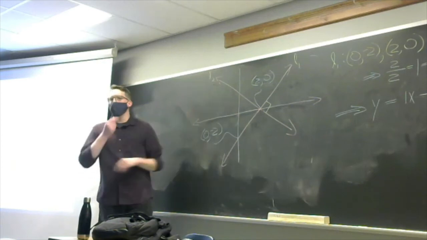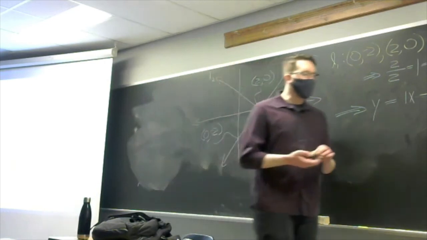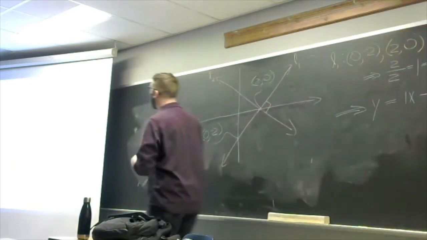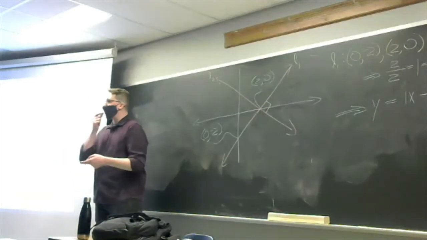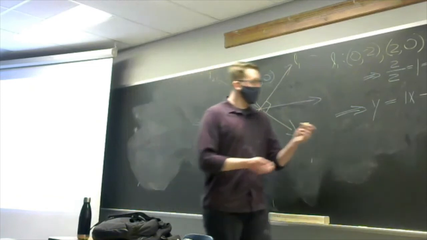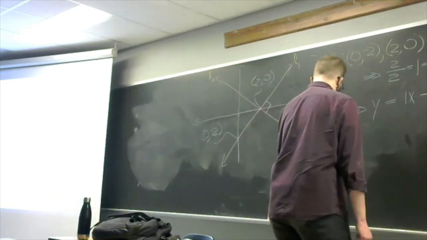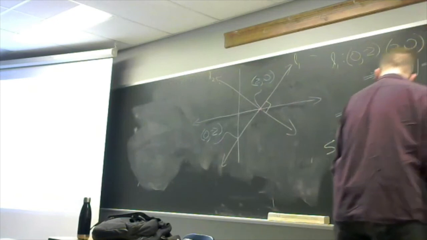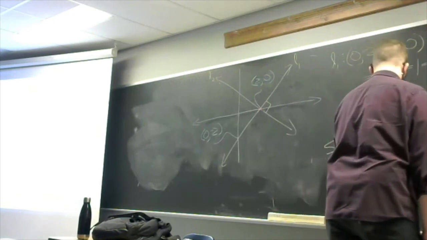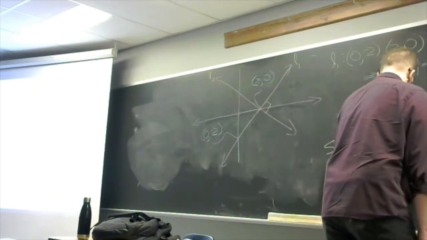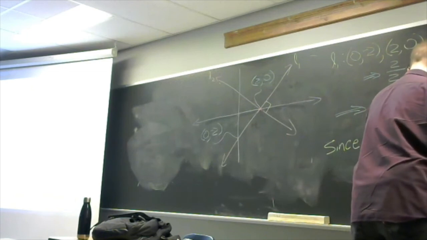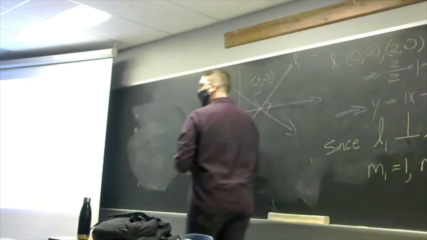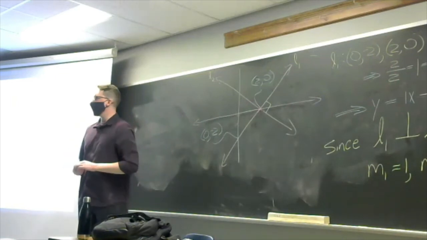How are we going to find the slope for line 2? Well, to find the slope for line 2, we need to know something. We need to know that when two lines are perpendicular to each other, their slopes are the negative reciprocals of each other. So this automatically tells us, since line 1 is perpendicular to line 2, and M1 is equal to 1, M1 is equal to negative 1 over M2, or just negative 1. Is everybody cool with this so far? Yeah.